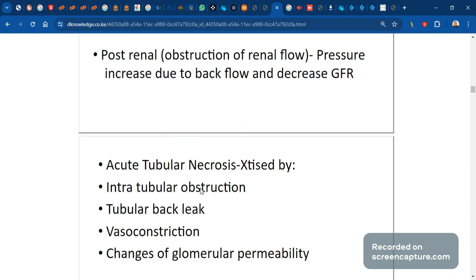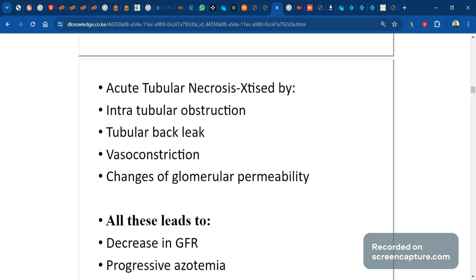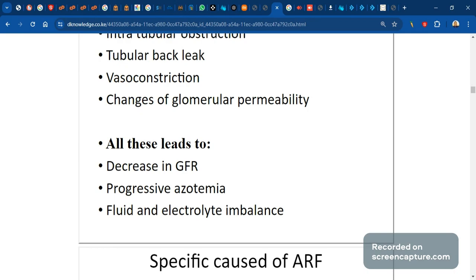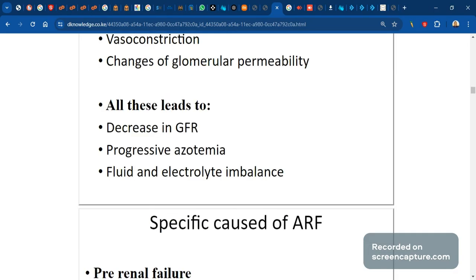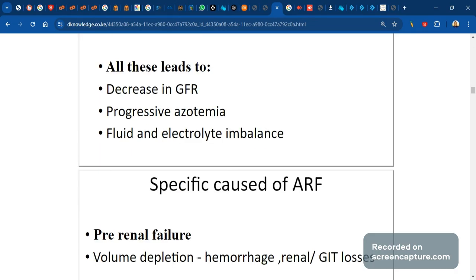On acute tubular necrosis, it is characterized by intratubular obstruction, tubular backleak, vasoconstriction, and changes of glomerular permeability. All these will cause a decrease in glomerular filtration rate, that is the output of urine, and progressive azotemia. Azotemia is an increase in nitrogen in the blood, which is dangerous. Progressive nitrogen will also cause a progressive increase in urea. Then fluid and electrolyte imbalance come in. We'll learn more about the specific causes of ARF in the next session.